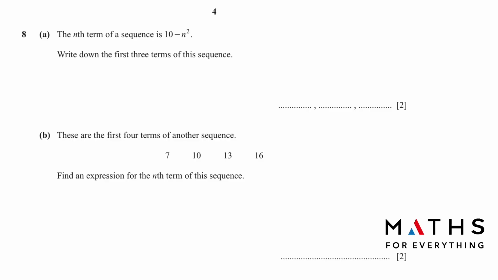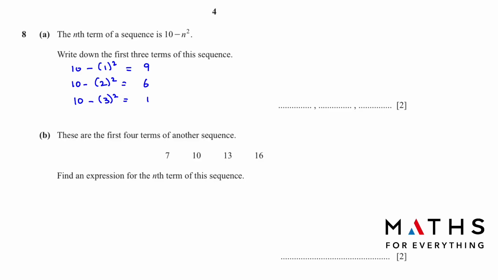Question number 8a. The nth term of a sequence is 10 minus n squared. Write down the first 3 terms of this sequence. So to find the first term, we are going to replace the n with 1. You will get 9. Then you replace the n with 2, you get 6, and then with 3. Use the calculator, you will get 1.